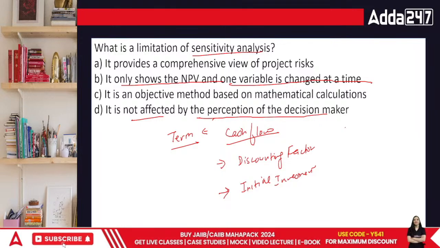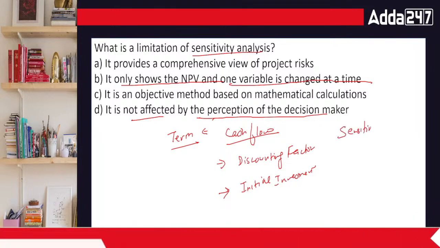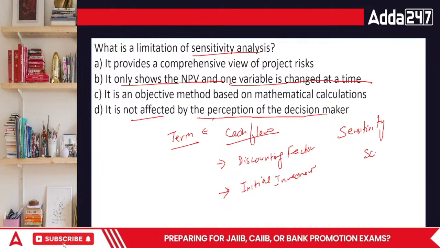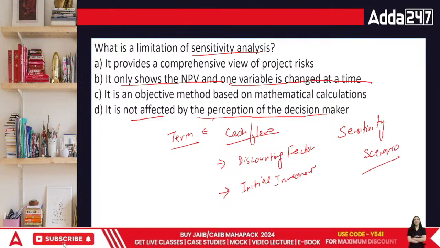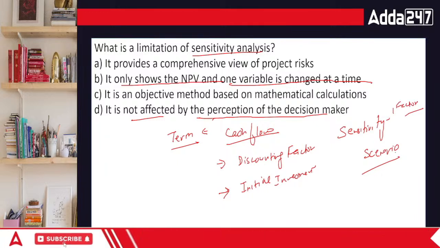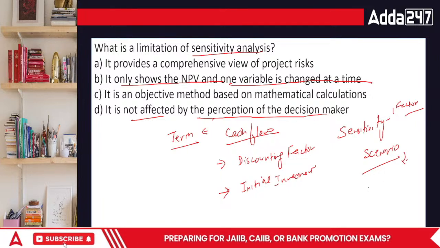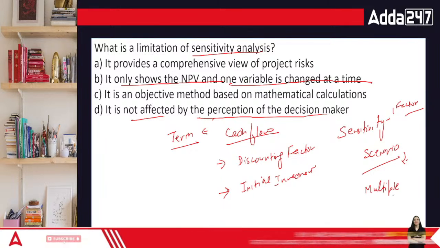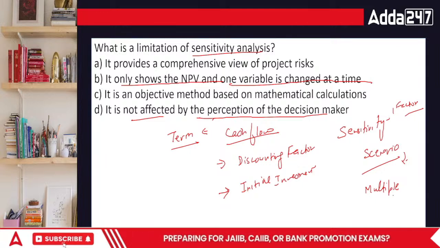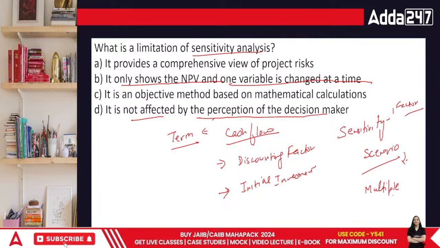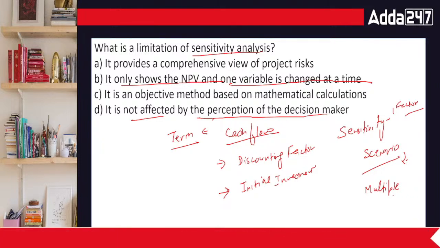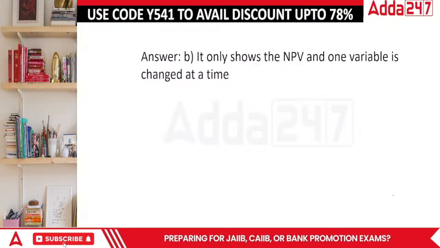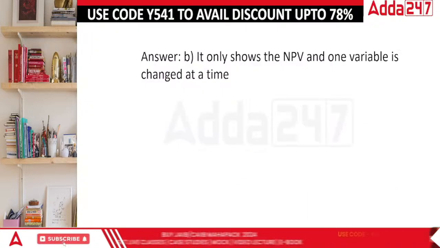The difference between sensitivity and scenario: sensitivity takes one factor at a time, while scenario takes multiple factors. Multiple factors changing at one point of time have a greater impact. So in this case, the answer is, it only shows NPV and one variable.